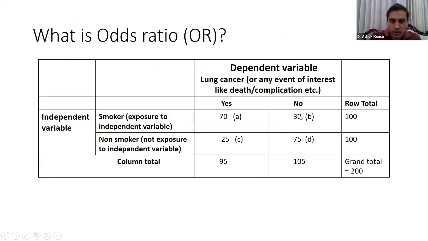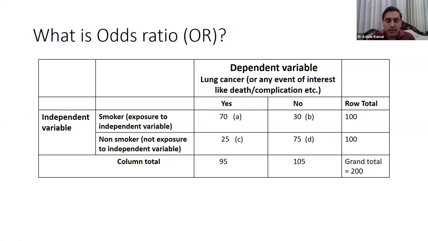So we have to go to the last slide. This is the probability of the outcome of interest in smokers, in exposure. So what is the probability? This is the total and this is 70, so we have to divide 70 by 100. So this is the probability of the outcome of interest in smokers, that is 70 by 100.